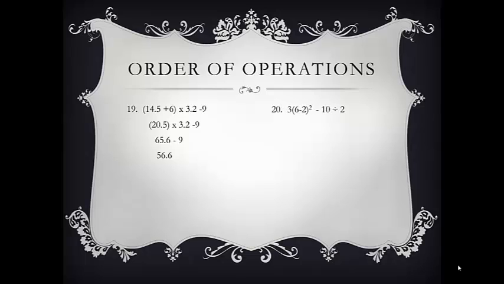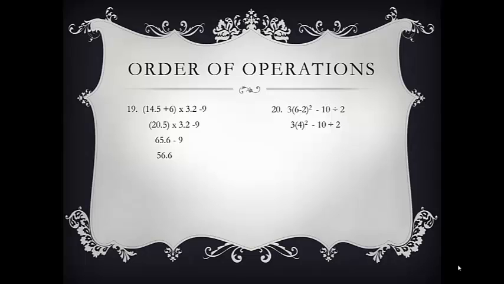Number 20. 3 times 6 minus 2 in parentheses squared minus 10 divided by 2. Following PEMDAS, I need to do the parentheses first. So I'll do the 6 minus 2, which gives me 4. So now my problem reads 3 times 4 squared minus 10 divided by 2.